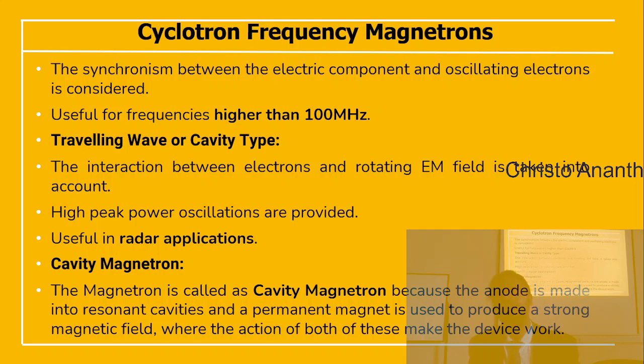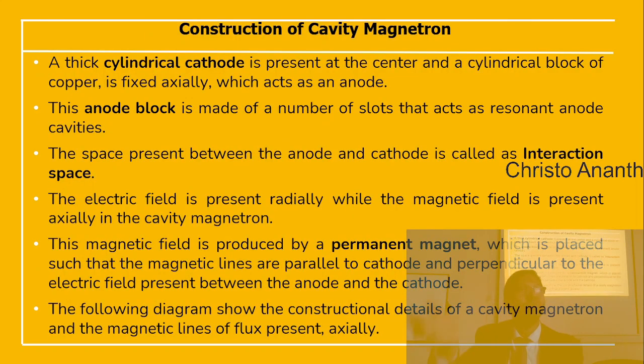You can call this magnetron a cavity magnetron because the anode is made into resonant cavities, and a permanent magnet is used to produce a stronger magnetic field, where the action of both makes the device work. As I told you, the magnetron has a thick cylindrical cathode present in the center, and a cylindrical block of copper is fixed axially which acts as the anode. The anode block is made with a number of slots that act as the resonant anode cavities.